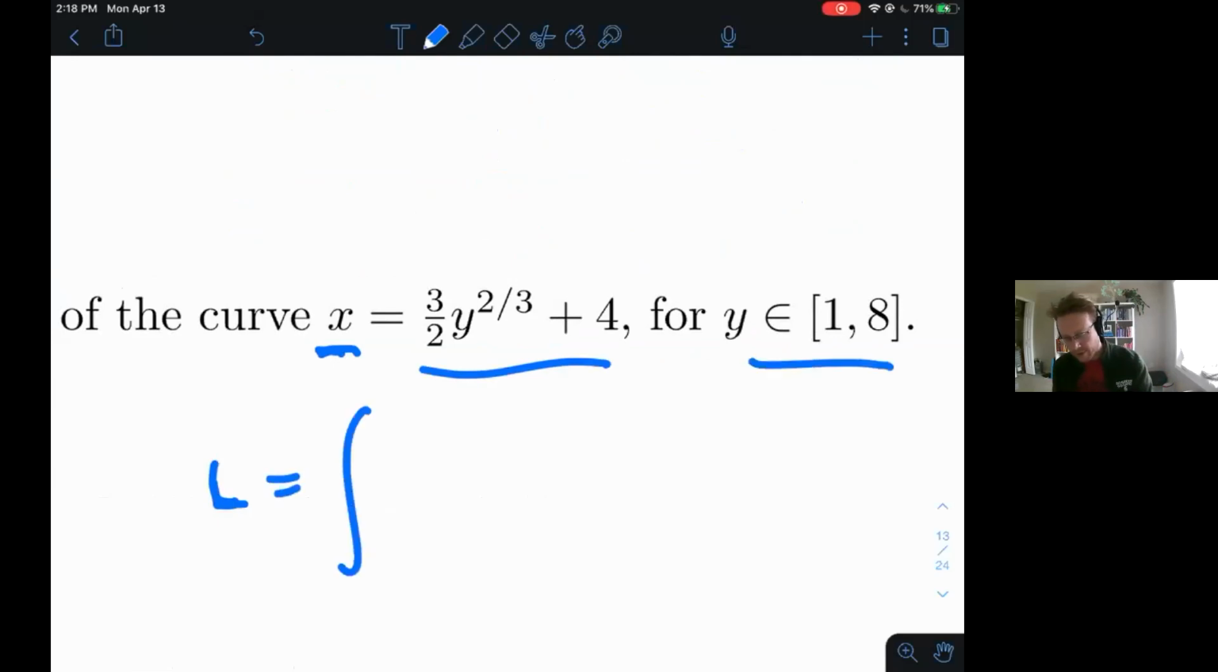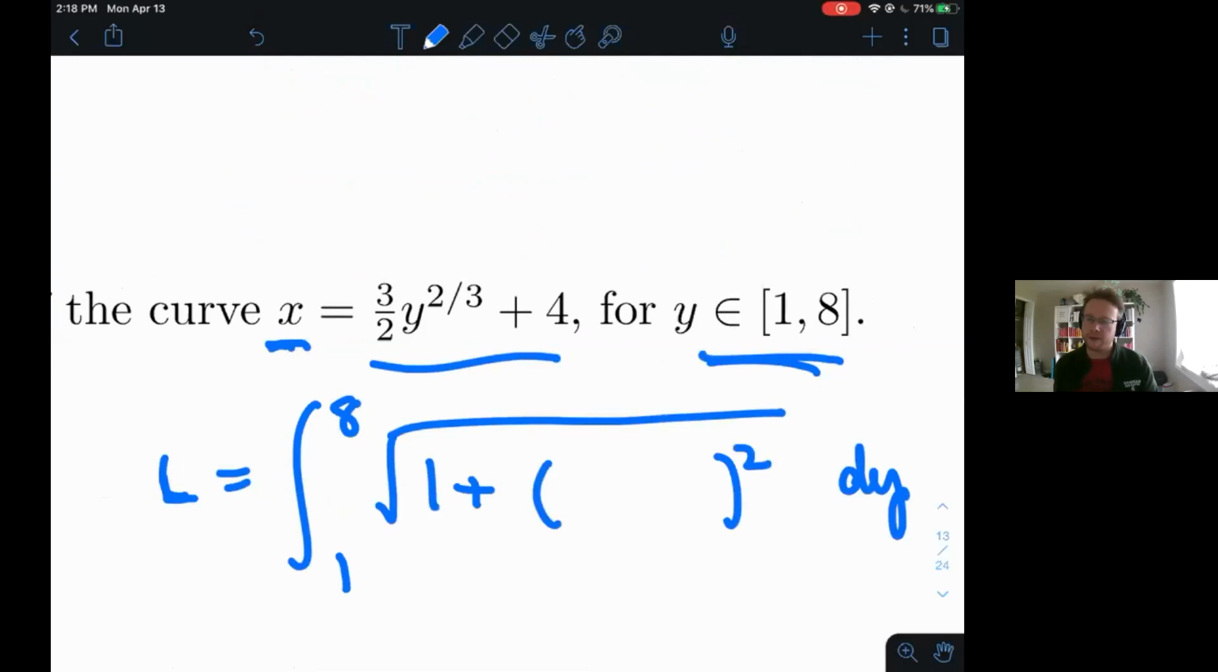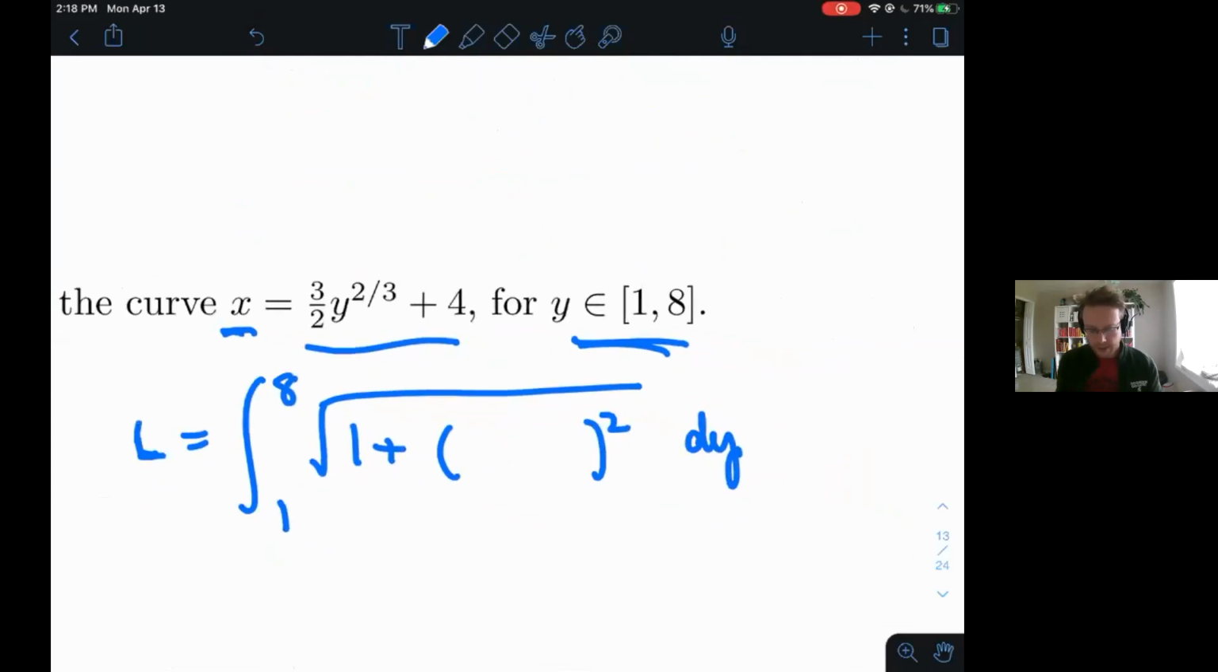So we're integrating from y equals 1 to y equals 8. Again, we're integrating with respect to y here. And then we need to take the square root of 1 plus the derivative squared. And this time when we take the derivative, it's going to be the derivative of our equation, but with respect to y. So, okay, we take the derivative here.